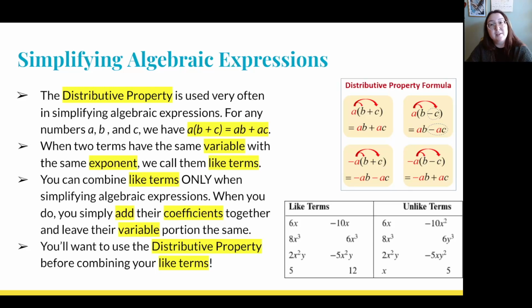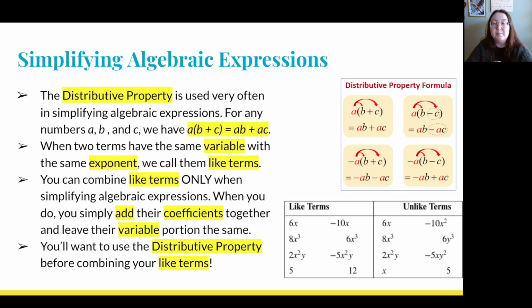And then if they are not the same variable, they're also not like terms. So you can have x squared and y squared. The exponents match, but x and y don't match. So those would also not be like terms. So like terms have to have the same variable, and that variable has to have the same exponent. So you can combine any like terms when simplifying algebraic expressions. This does work for equations as well. When you do, you simply add their coefficients together and leave the variable portion the same.